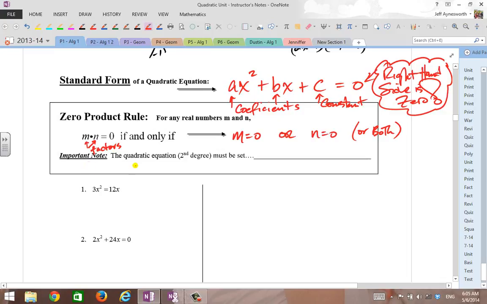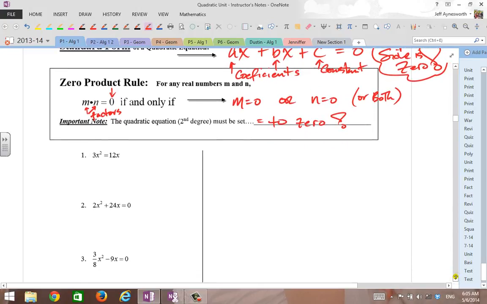Now, here's a little important note. The quadratic equation must be set equal to 0. This is a zero product rule, not another product rule, but what's called a zero product. So this has to be equal to 0, not negative 1, not 2, not any other number, but 0, okay? It's got to be in standard form. That's an important note. All right, let's get right into it.